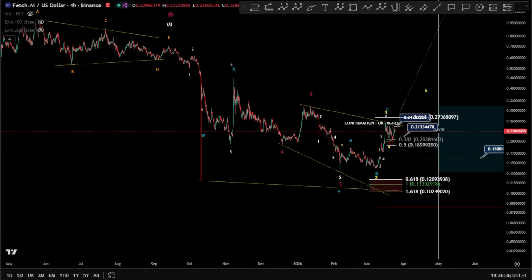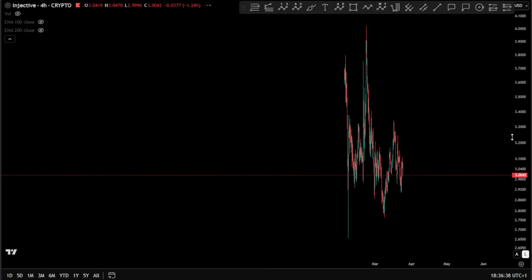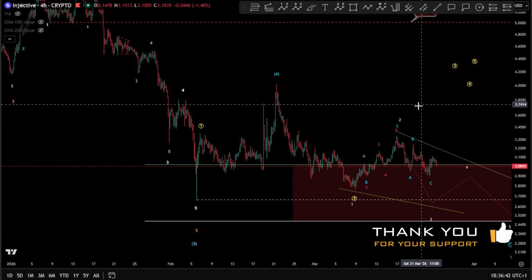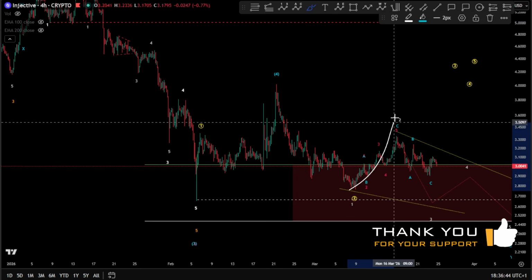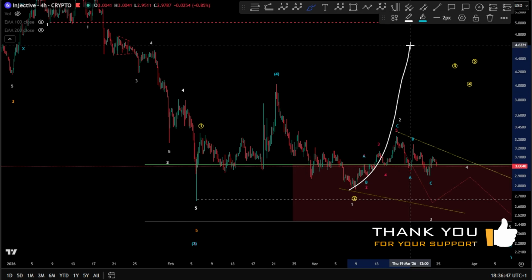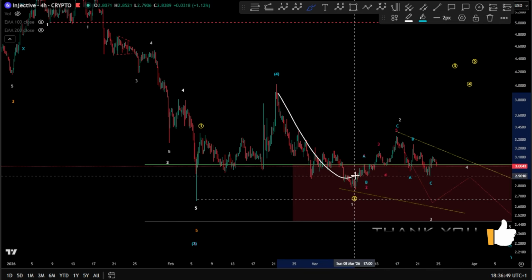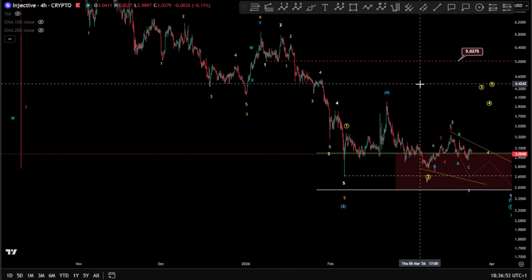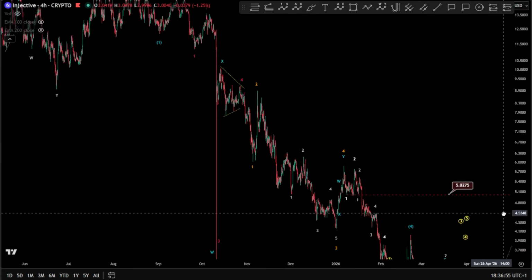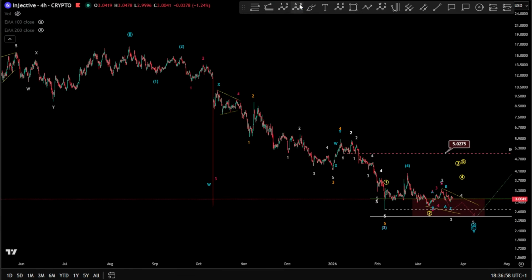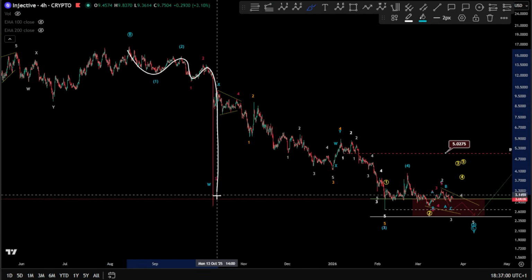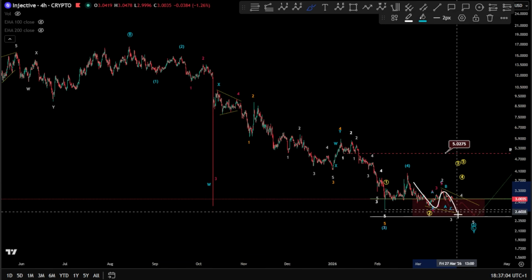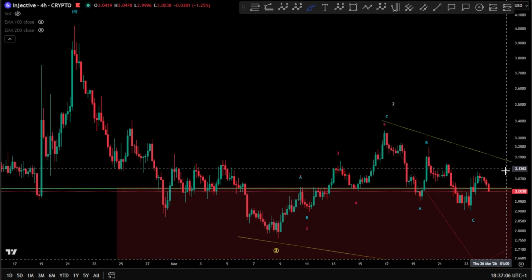Finally, we're gonna see Injective. So for Injective as well, Injective is already very weak since a long time ago. Even when the crypto market was pushing for higher here and expanding diagonal, Injective was still preserving its pattern here as a diagonal, meaning we are looking at an ending diagonal. To finish this impulse on the 4-hour chart, let me show you here 1 2 1 2 wave 3, wave 4 and a 5, a 4 and a 5, and this wave 5 is unfolding still as an ending diagonal.